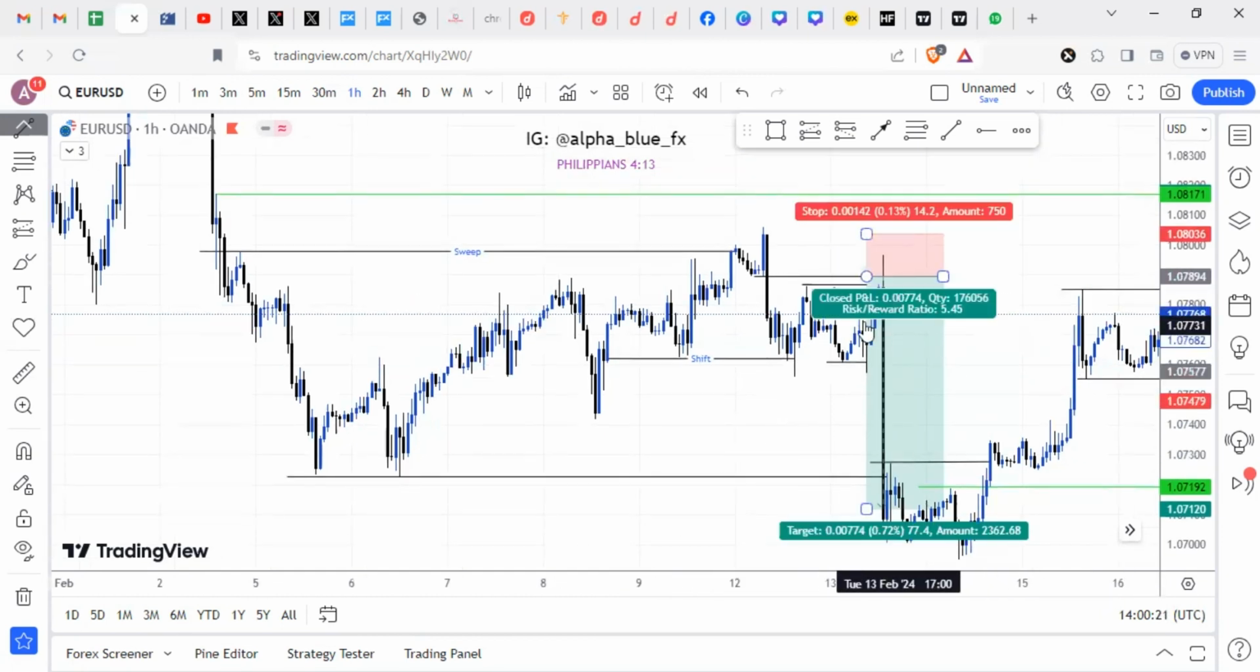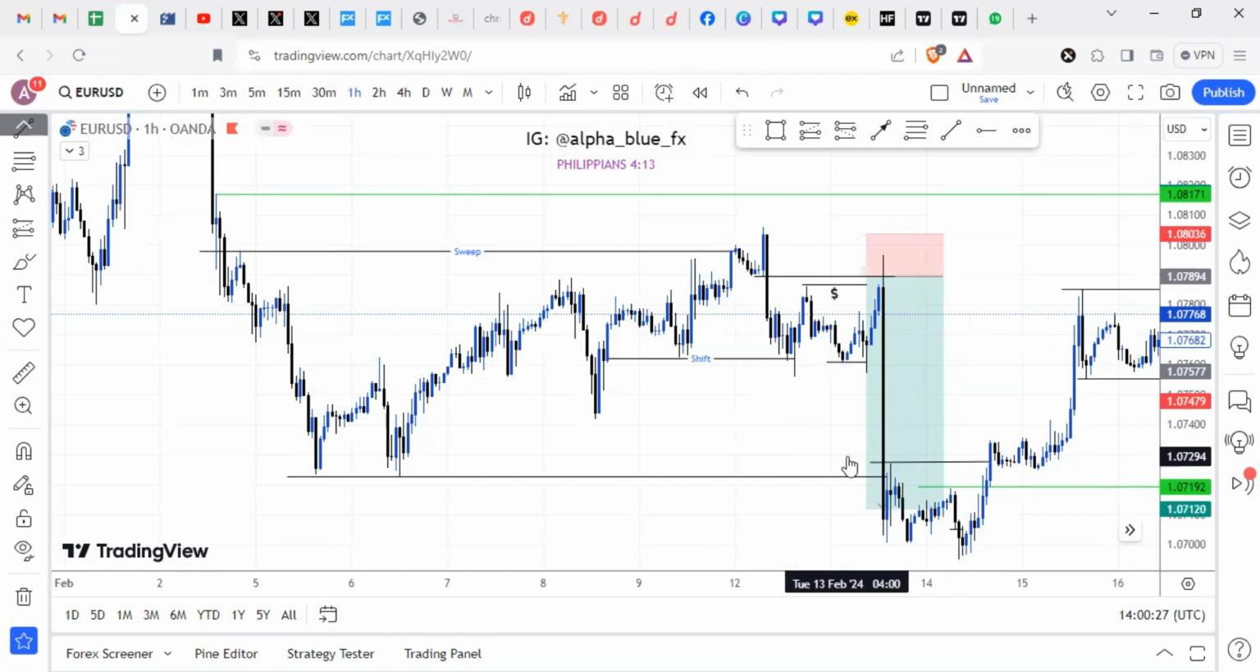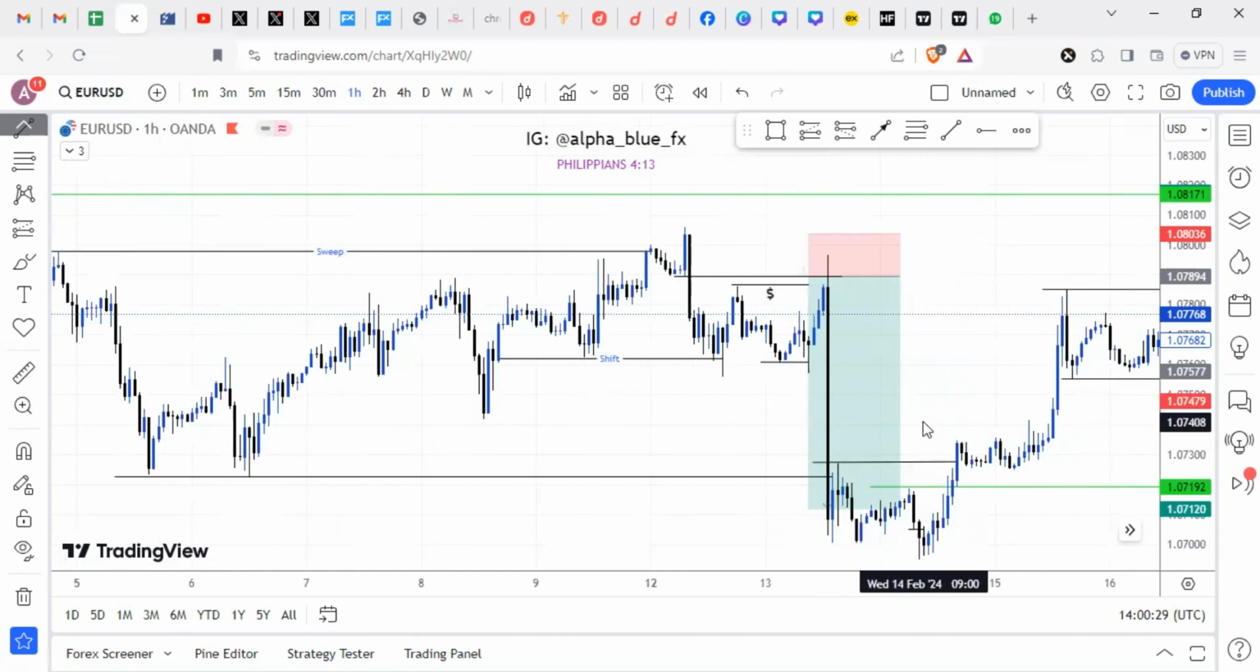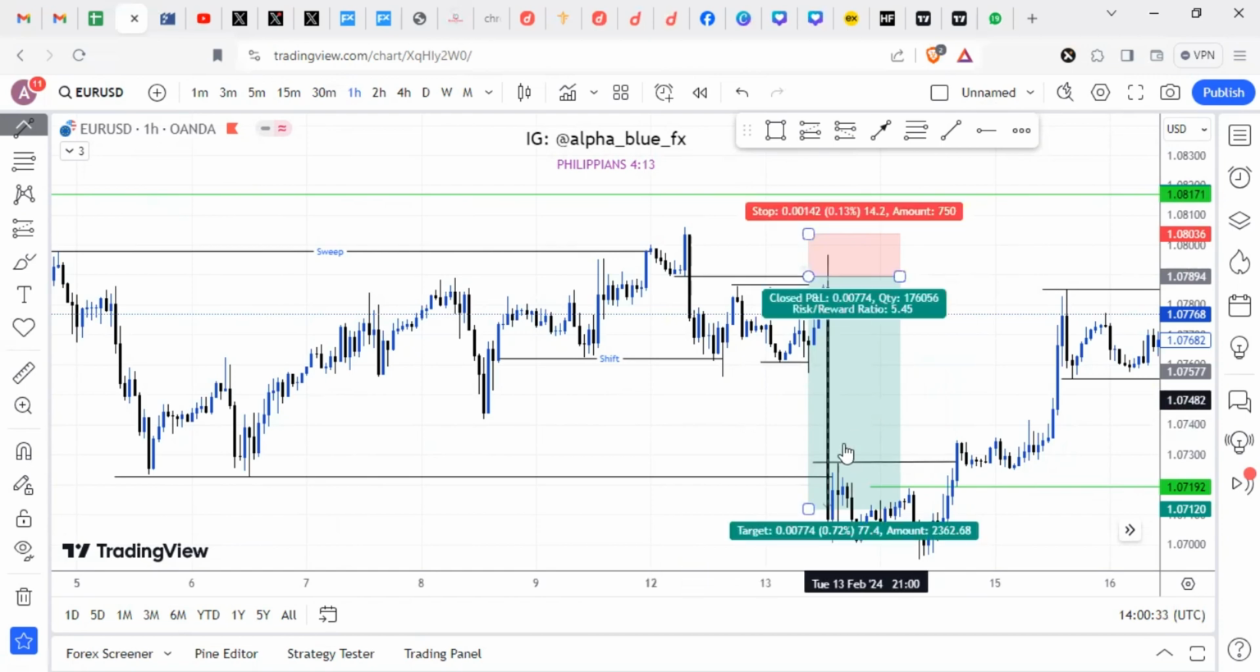So I just had this very, very clean trade. It took literally just like 1 hour for this trade to play out, and then that was it. I made exactly about $275 on this trade.